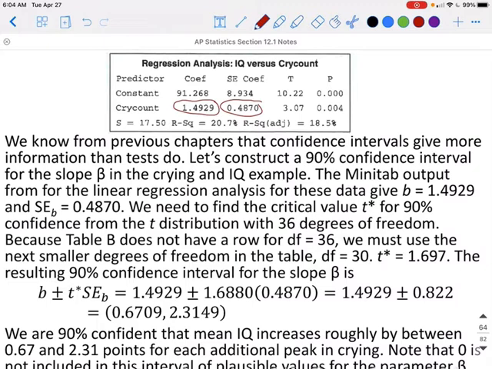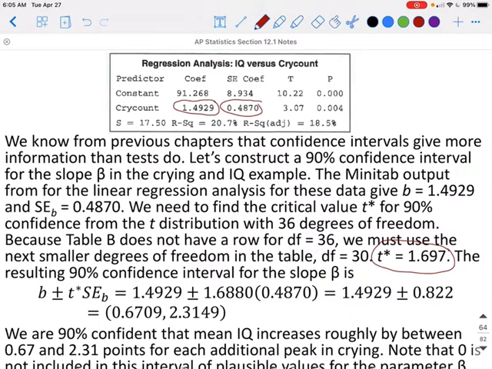We need to find the critical value t star for a 90% confidence interval from the t distribution. And remember, our degrees of freedom is 36 because there were 38 babies, and our degrees of freedom is n minus 2. Because Table B does not have a degrees of freedom 36 line, we are going to have to go to the next smallest degrees of freedom, so we will go to degrees of freedom of 30. You go across the line of degrees of freedom of 30 until we find the 90% confidence level, and we will see that our t star value is going to be 1.697.